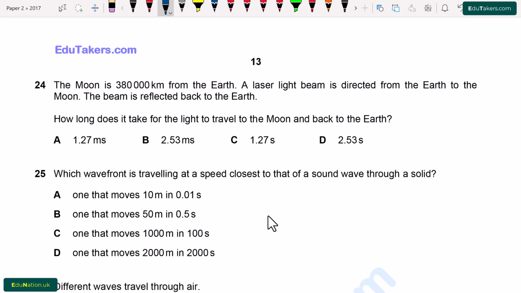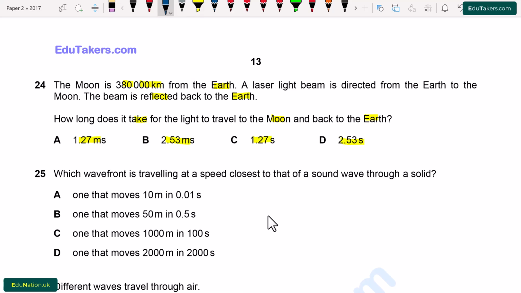Question number 24. The moon is at 380,000 km from the earth. A laser light beam is directed from the earth to the moon. The beam is deflected back to the earth. How long does it take for the light to travel to the moon and back to the earth? Option A, 1.27 millisecond. B, 2.53 millisecond. C, 1.27 second. And D, 2.53 seconds.